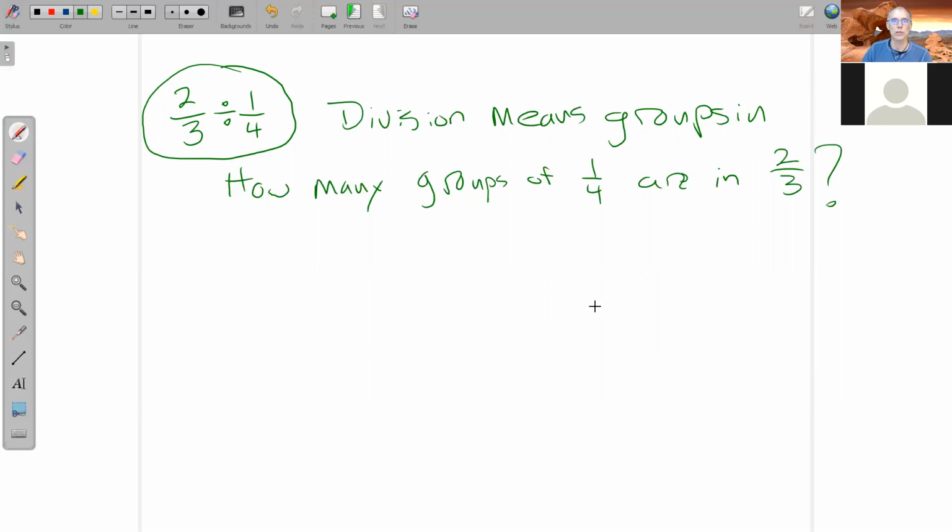Breakout rooms, how do I do that? Not there, not there.